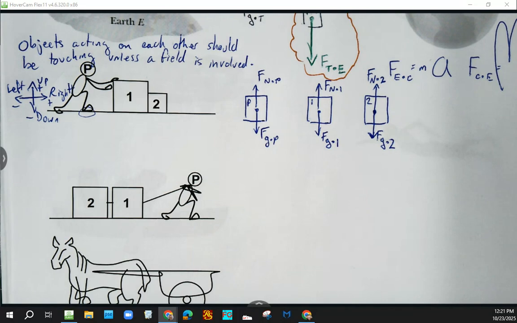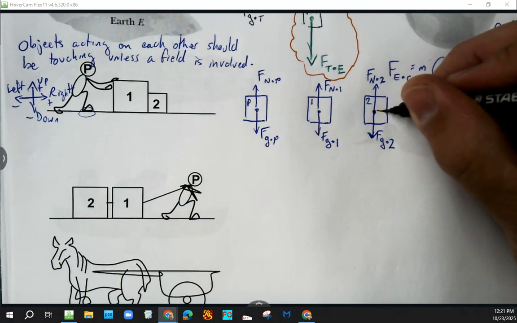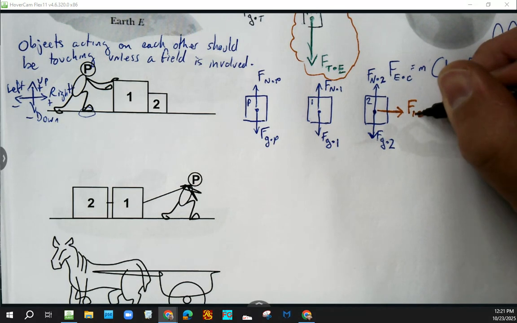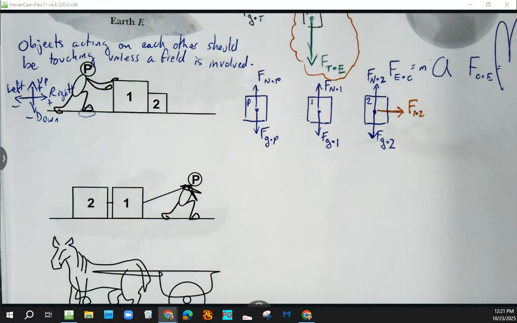But I want to take a look at this mass 2 and say, hey, what's pushing mass 2? Is it the person? What is it? Box 1 is pushing on box 2. So I could say I've got a force of 1 acting on 2. Newton's third law, action-reaction. What's the other half of this action-reaction force pair? Yep.